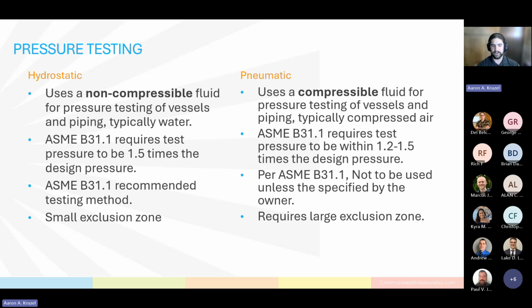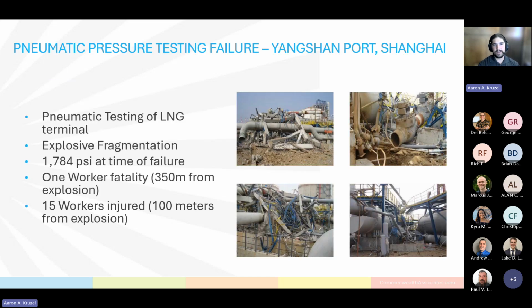So what happens when they fail? This is the aftermath of a site in Shanghai. This was a testing of an LNG facility. They were doing a pneumatic test, and there was a catastrophic failure. I don't want to get too much into the details, but essentially a major piece of equipment failed while testing at almost 2,000 psi.